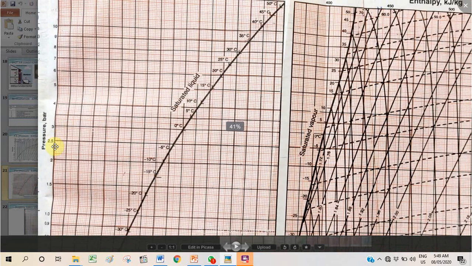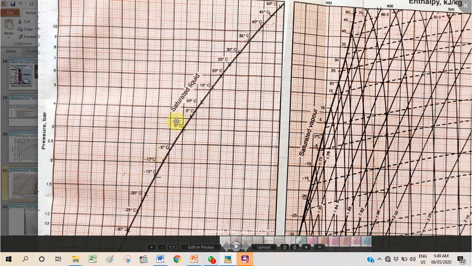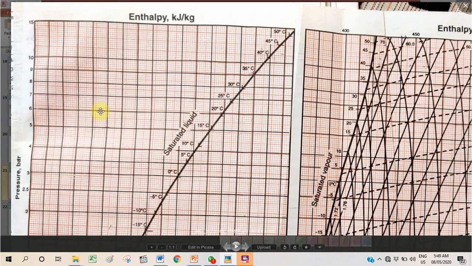Now here see, as the pressure increases, the saturation temperature also increases. For 4 bar it is 10, for 5 bar it is 15 degrees Celsius, 6 bar it is 20 degrees Celsius, and so on. When we come down, saturation temperature also comes down. For every pressure, there is a unique value of saturation temperature, or vice versa, for every temperature there is a unique saturation pressure.